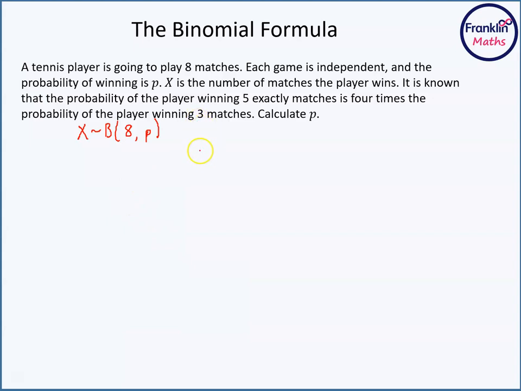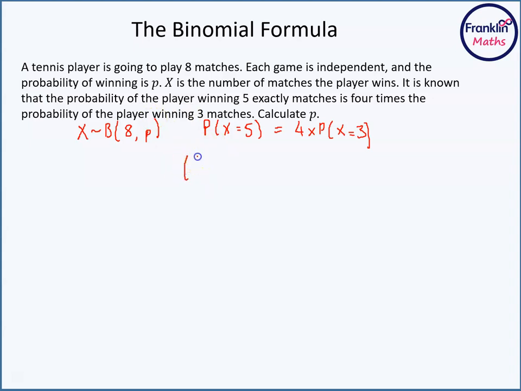Okay, it tells us that the probability of winning 5 matches is equal to 4 times the probability that x equals 3. Now in my eyes, that's the most difficult part of the question. Turning this into maths is the most difficult step, because once this step's in, you can sort of see what I'm going to do. Now I'm just going to dive into the formula.